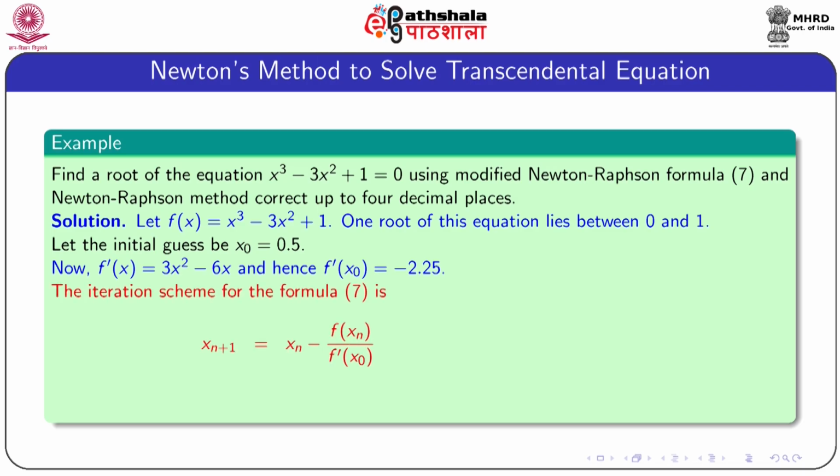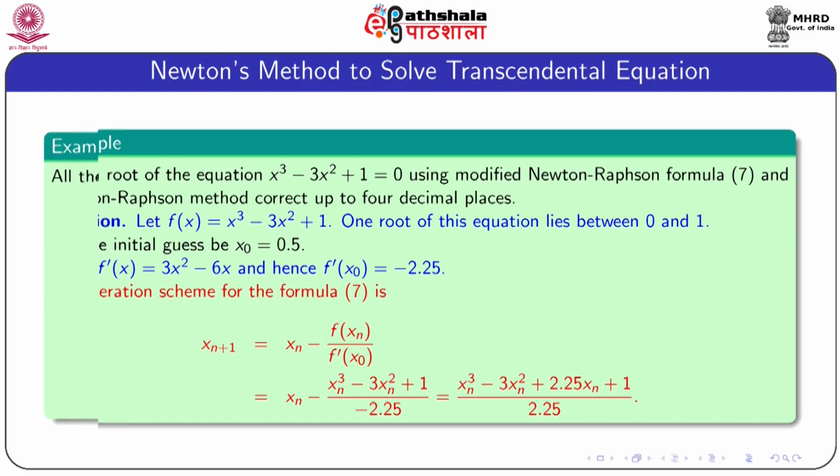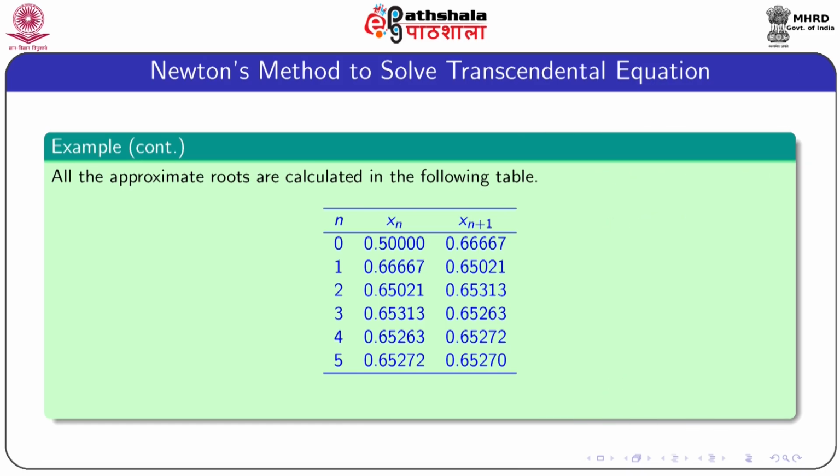Therefore, the modified Newton-Raphson method gives the following iteration scheme: xn plus 1 equal to xn minus f of xn divided by f prime x0, and after simplification this scheme is xn power 3 minus 3 into xn power 2 plus 2.25 into xn plus 1 whole divided by 2.25. Now all the calculations are shown below. After 7th iteration we obtain a root, and the root is 0.6527, correct up to 4 decimal places.